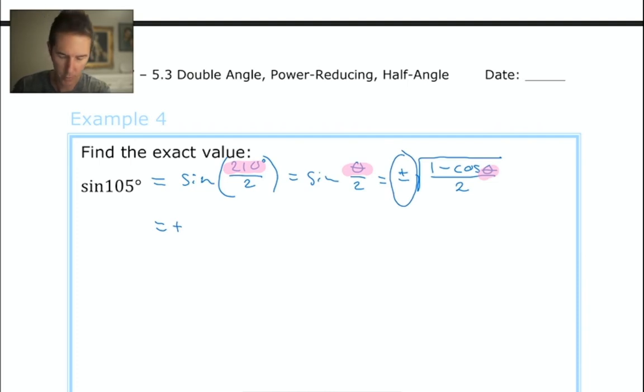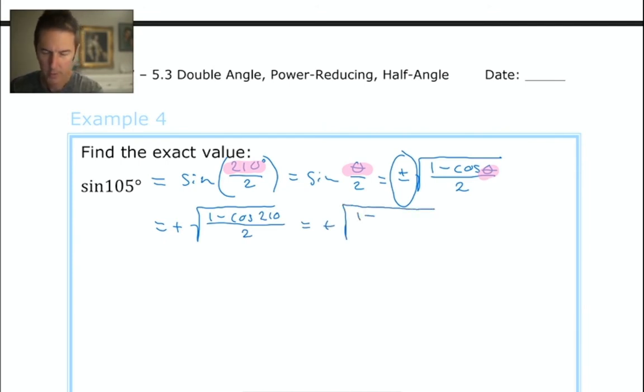Okay, now we're going to take the square root of 1 minus the cosine of 210 degrees, all divided by 2. Positive square root of 1 minus, what's the cosine of 210 degrees? 210 degrees is 30 degrees more than 180 degrees. So it drops us 30 degrees down into the third quadrant. 30 degrees is pi over 6 radians. It's equivalent to 7 pi over 6. So we've dropped into the third quadrant just a little bit.